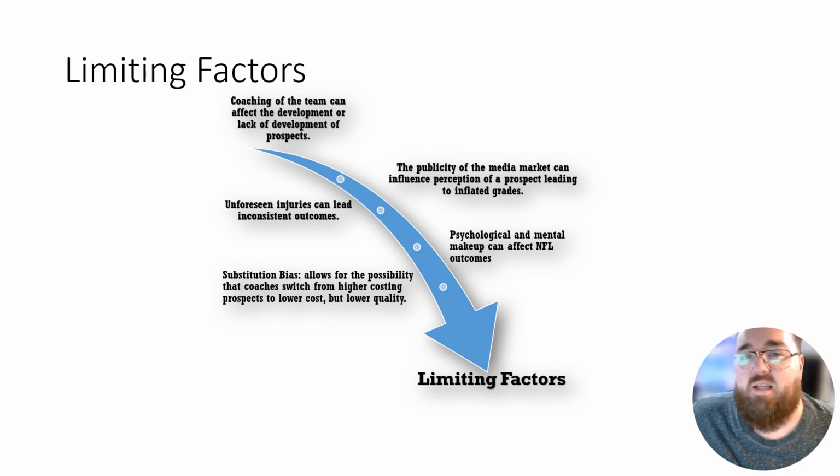Another thing is unforeseen injuries can lead to inconsistent outcomes. So if you have a prospect that was really productive and was a great all-around prospect, but had an injury that was season-ending early in their career, that can have an effect on their statistics as well.